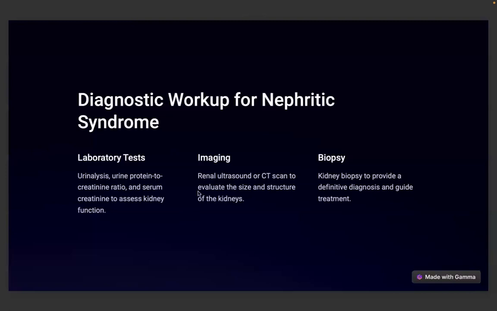So how can we diagnose the nephritic syndrome? We can do a biopsy of the kidney, and this biopsy will reveal some hypercellular and inflamed glomeruli. Like the glomeruli will be infiltrated with inflammatory cells, and the glomerular capillaries will be edematous and dilated.